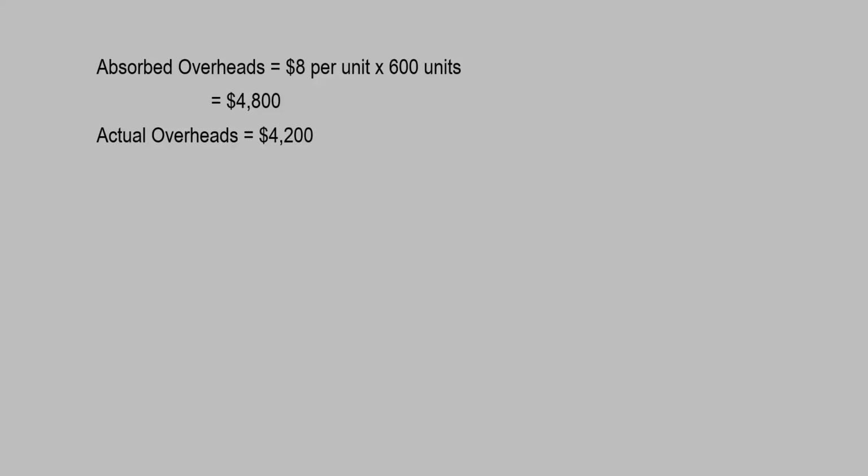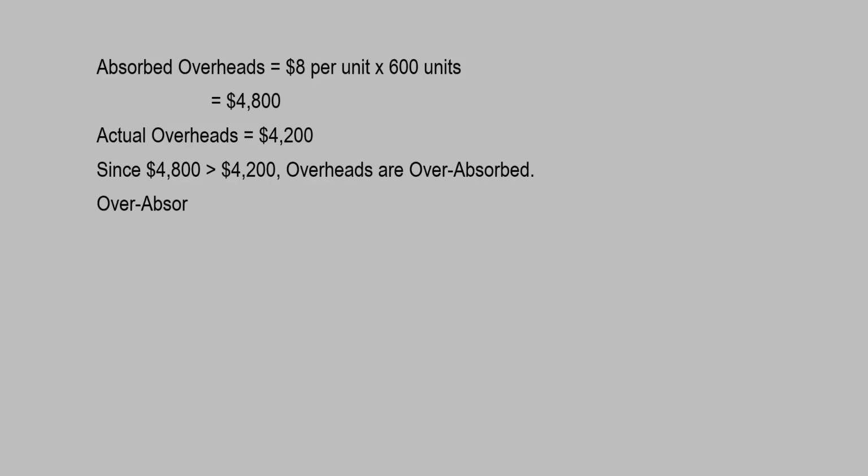Absorbed overheads mean overheads that have been included in production, as compared to cost of sales. So we have absorbed $4,800, but what we have actually incurred is $4,200. So it means that overheads have been overabsorbed. By how much? You deduct 4,800 minus 4,200, and this will give you $600.